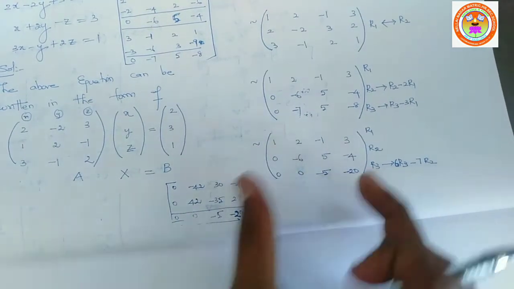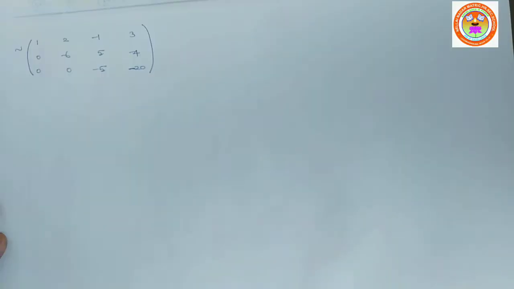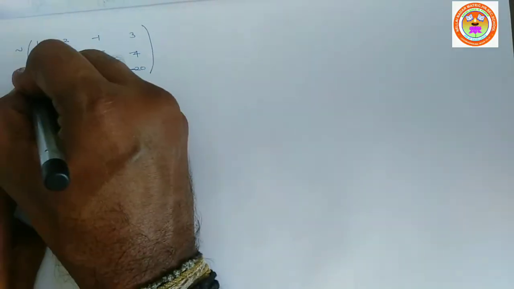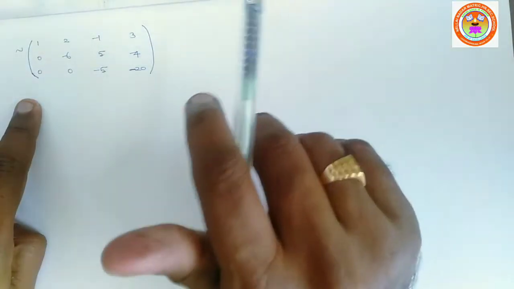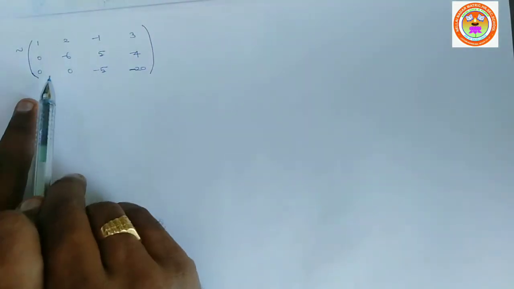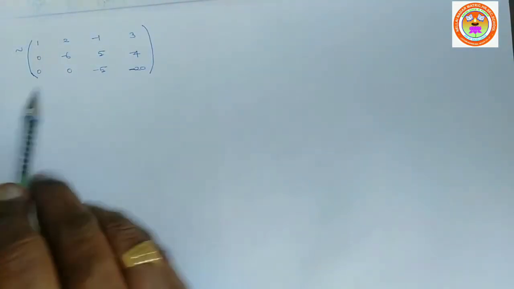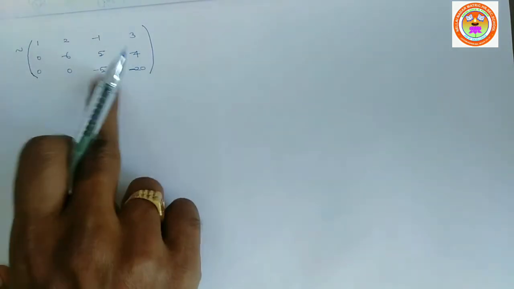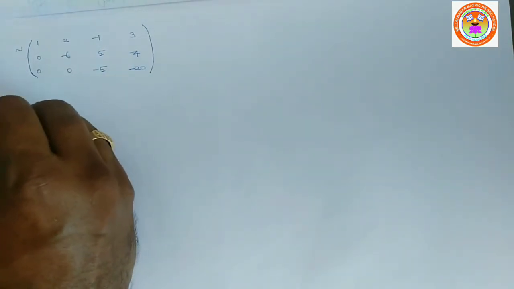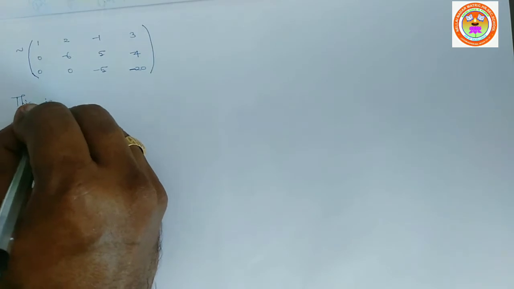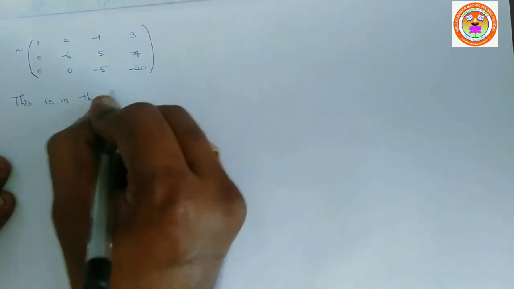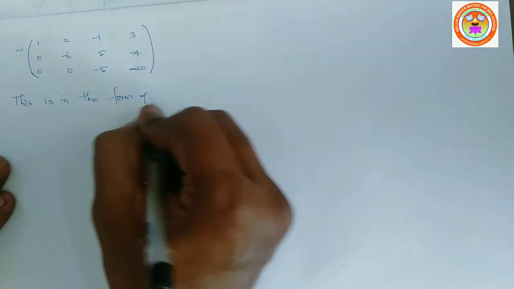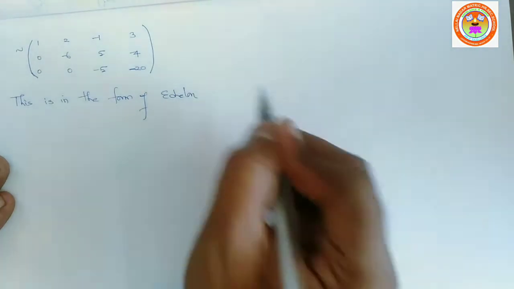So I will write the step once again here. I am continuing the sum on the next page. So I have written the previous step here. This is called echelon form. See, 0, 0, 0. The number of zeros in the last row is greater than in the previous row. This is in the form of echelon form.